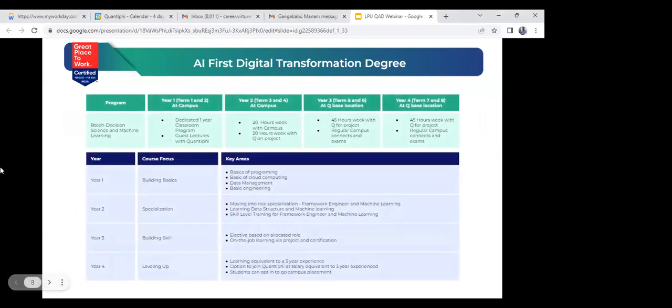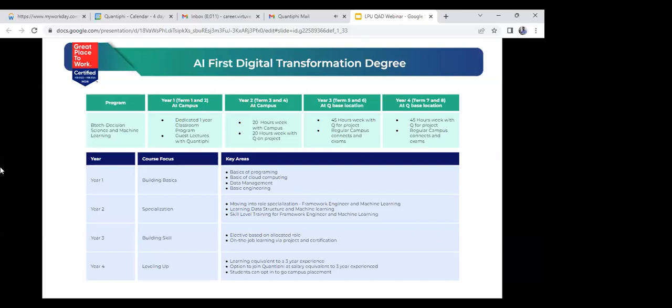Right. So here it gives you a broad idea of what kind of program it is and the bifurcation of each year. Here is the interesting thing: out of the 4 years of your program, 2 years you'll be studying at campus, and in year 3 and year 4 you will come to the base locations of Quantifi. We have offices in Bangalore and Mumbai. You'll come to one of these locations and do the internship right from the base location of Quantifi. That is the biggest differentiator for you.